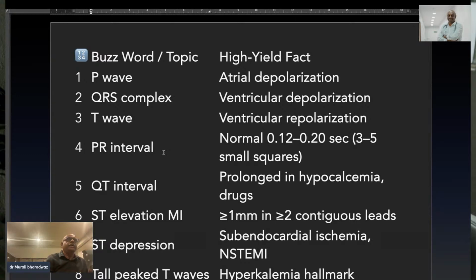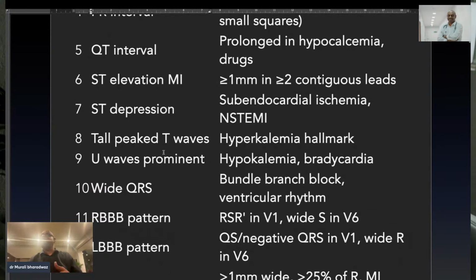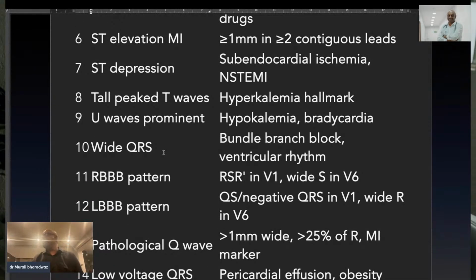QT interval is prolonged in hypocalcemia. Hypercalcemia causes QT shortening. Hypocalcemia causes QT lengthening. ST segment elevation may be more than 1 mm in 2 contiguous leads. And ST depression is a feature of subendocardial ischemia. The sign of ischemia is ST depression, and non-ST elevation MI also.